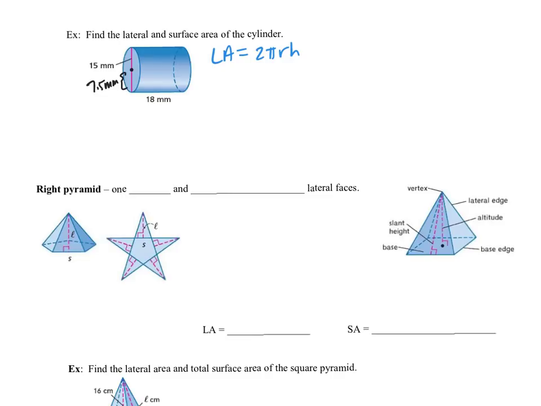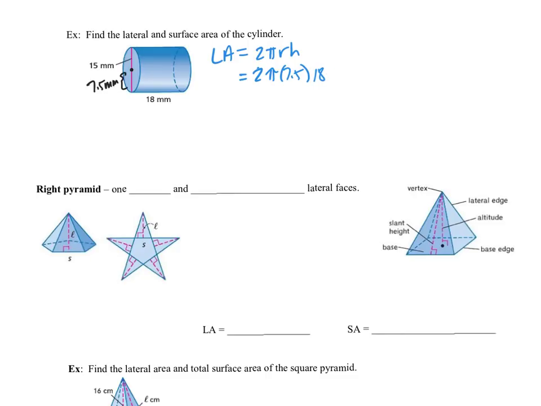So in our formula, we take 2 times pi times the radius times height. That's going to be 2 times pi times our radius, which is 7.5, and then the height of the cylinder is the distance from one base to another. We can see that those bases are 18 millimeters apart. So that's 18. I'm not going to put the millimeters in until the end. Okay, now let's multiply and simplify a bit.